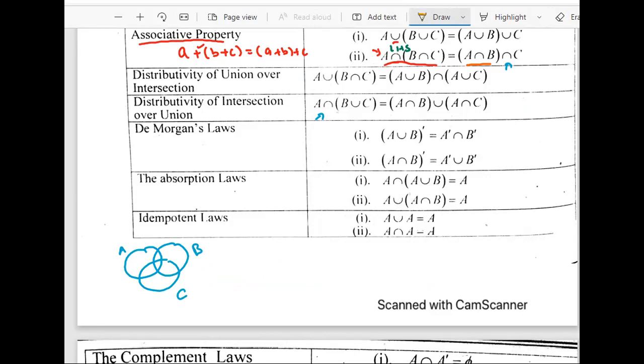So I have A intersection B union C. Let's focus on this. B union C means all this yellow region which I'm shading, right? This is B union C. And if I talk about its intersection with A, I am going to get this orange region, right? Okay. So I am getting this orange region, and this is the left hand side of the property. I want you to check the right hand side, please. Check the right hand side and see if you're getting the same orange region or not. Okay. I'll give you 2 minutes.